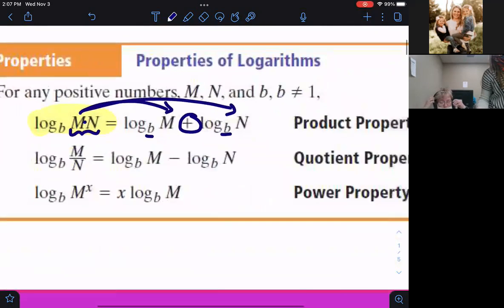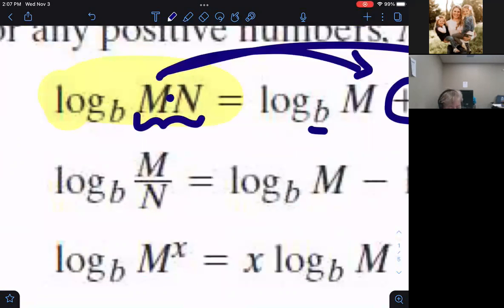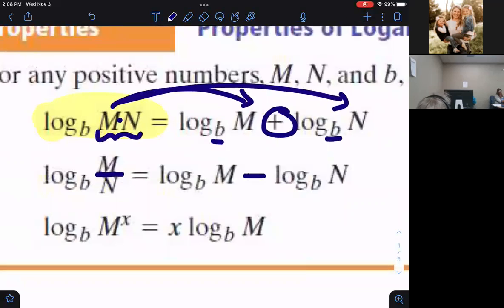For our quotient property, here is when we have division. I like to tell my students that this division bar looks a lot like the subtraction sign. So when we expand from division to subtraction, we're going to use those two symbols in a different manner. So log base b of m divided by n actually converts to log base b of m minus log base b of n. And in this case, order matters. The numerator must come in the first log. The denominator must come over here in the second log where that n is.